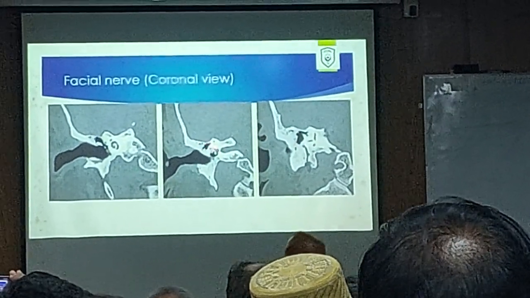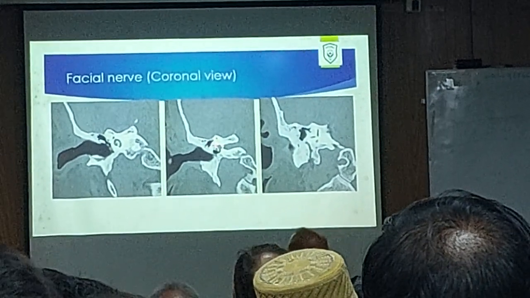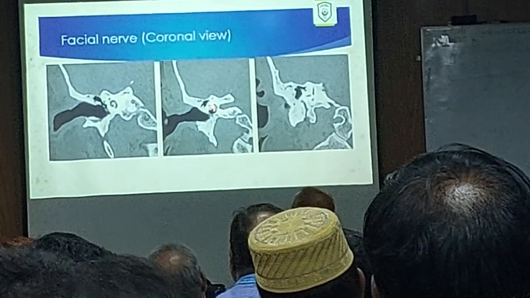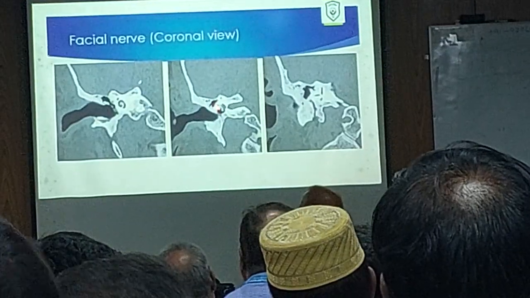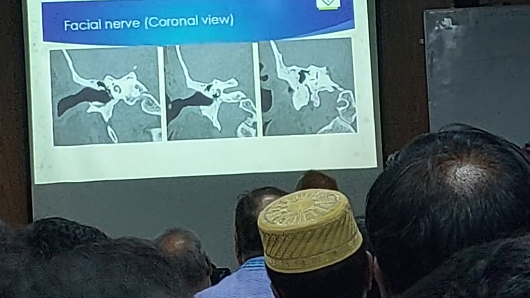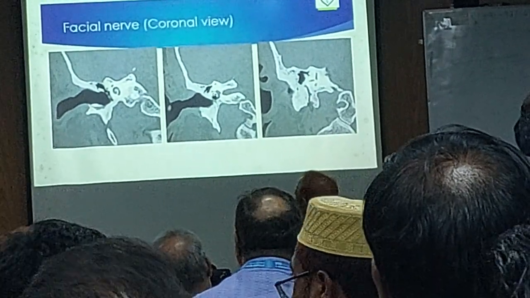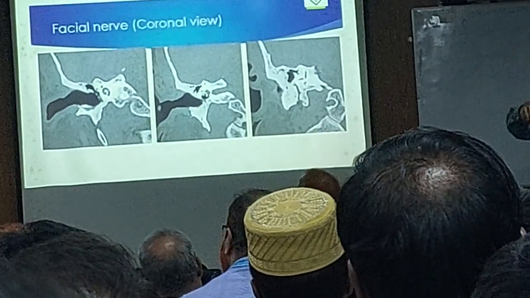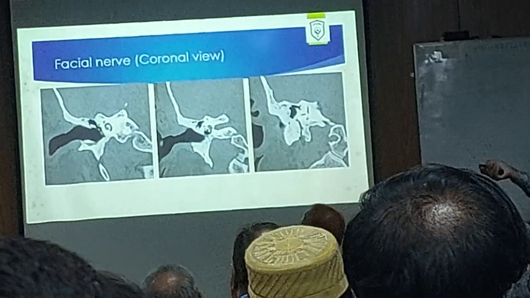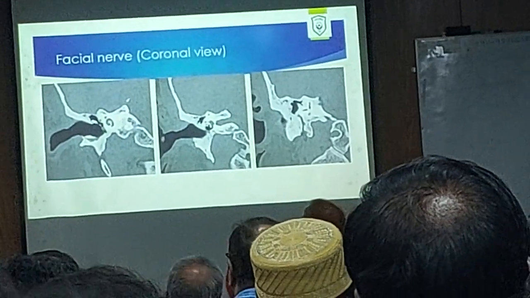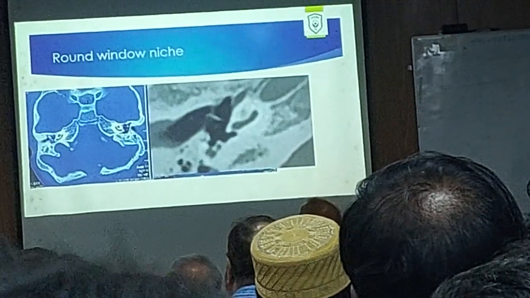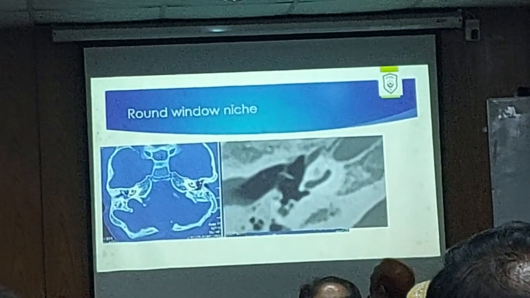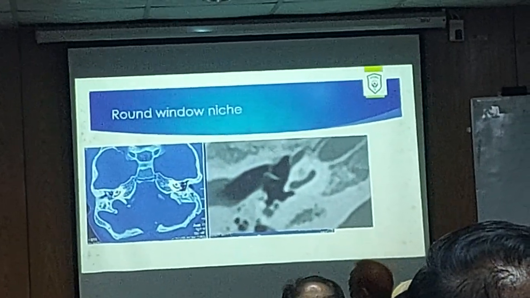Here again, this is the lateral semicircular canal. Just inferior to the lateral semicircular canal there is a spot. This is the tympanic segment. From this point the vertical segment starts, and the tympanic segment ends here. This is where we can check the round window niche, which is very important in case of cochlear implant.